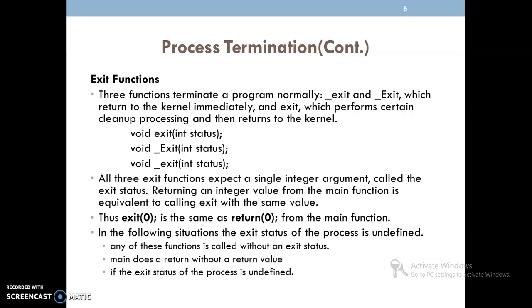Returning an integer value from the main function is equivalent to calling exit with the same value. Okay, that means the exit function is returning the 0 value to the main function. Thus, exit of 0 is the same as return of 0 from the main function. So either in the program we can include return of 0 or we can include exit of 0. In the following situation, the exit status of the process is undefined: if any of these functions is called without an exit status, or if the main function is called without any exit function.